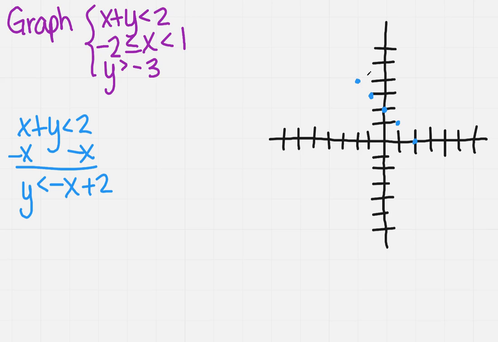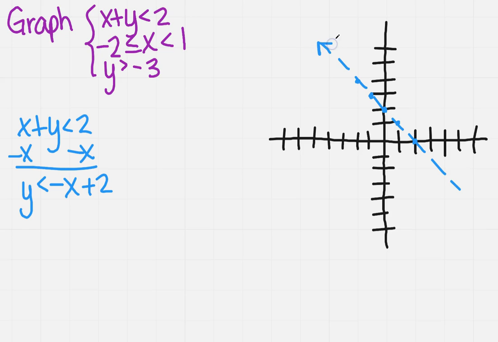Now, it said it is less than this. So that means that it does not include this, correct? So that means it's a dashed line. Okay, so there's my first one.